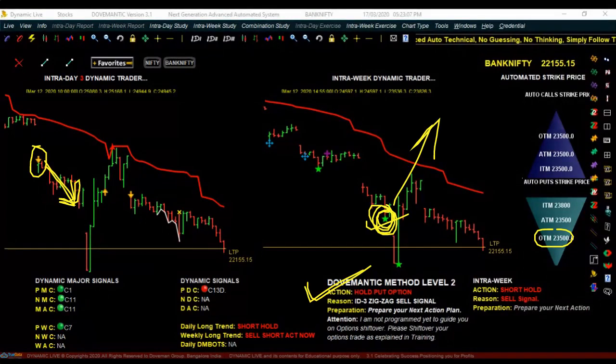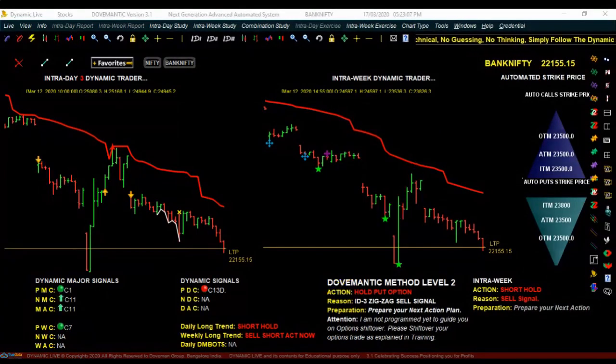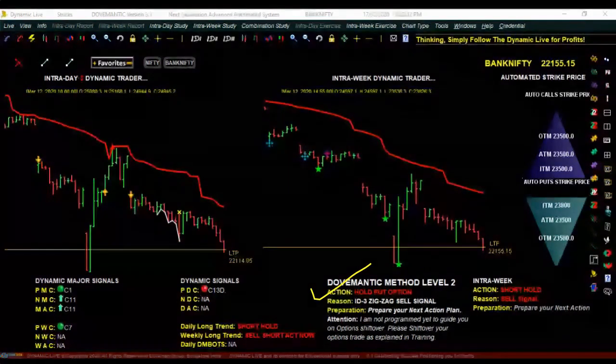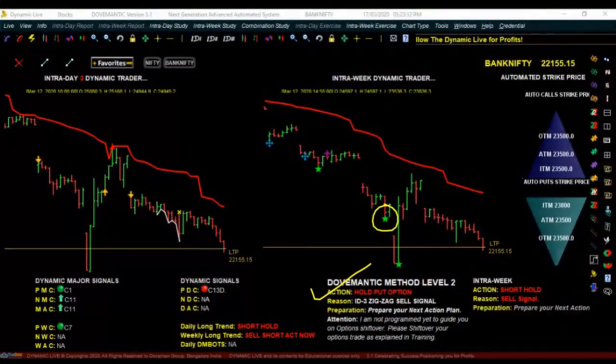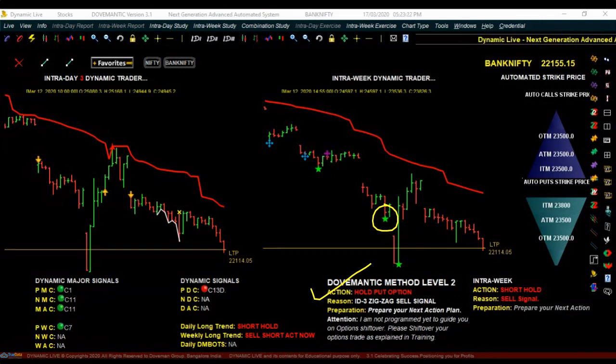Got it? So this is what you are supposed to do. Your job is to follow whatever the action information tells you. Whenever a symbol appears, immediately shift over, lock your profits. So at this point, I told you we bought another 23,500 strike price at 150 rupees premium.